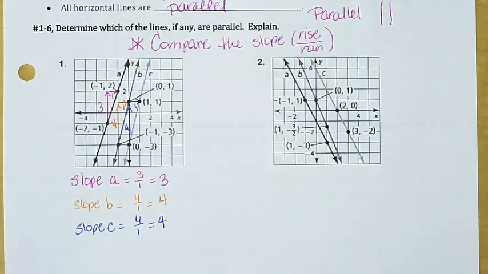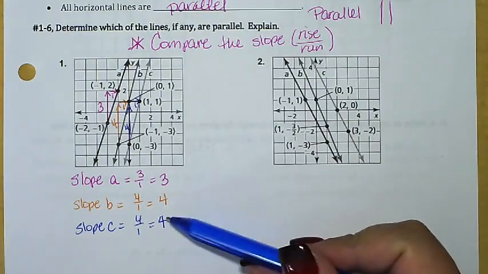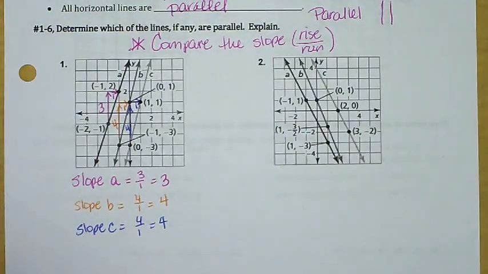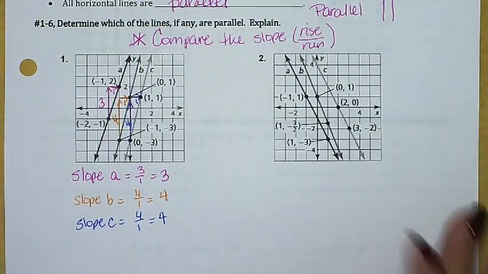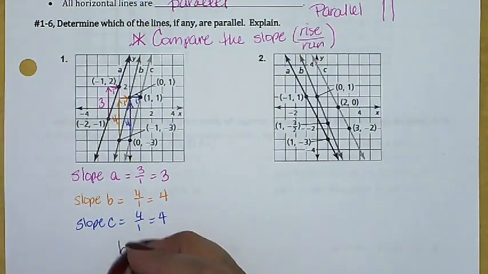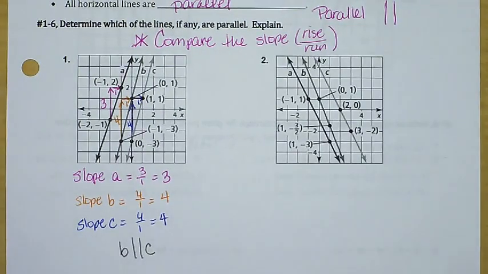So now that I've determined the slope of each of those lines, I notice that 2 of those lines have the exact same slope, and therefore they would be the ones that are parallel. B and C are parallel, and I would want to state that using my little symbol here. That's how I would write that. I would say line B is parallel to line C.